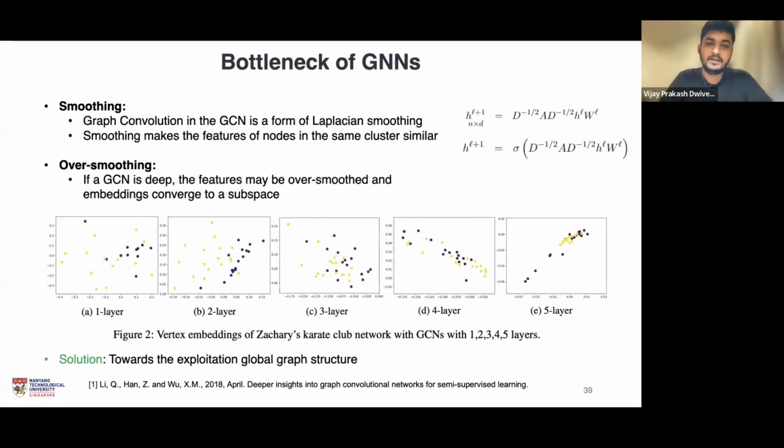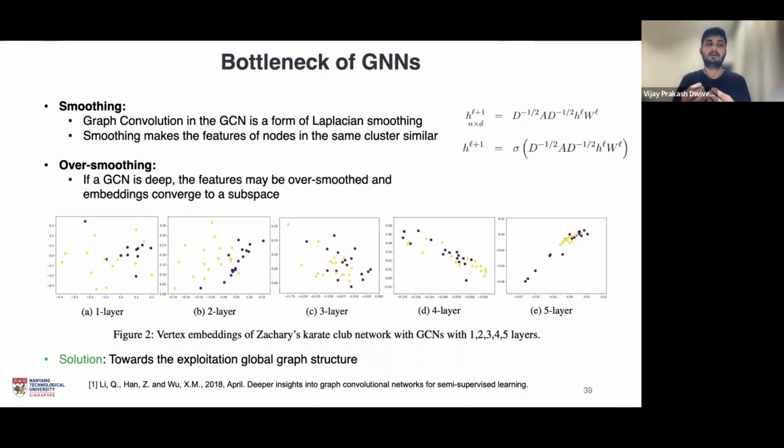So we encounter one phenomenon called smoothing. It's related to the way the GCN has this Laplacian smoothing operation. Recall that the GCN had this D inverse minus A and D inverse half HL and WL. This is in the matrix form, where the output becomes, for all the nodes, the feature dimension. So this is a form of Laplacian smoothing, and it is a very important key characteristic of the GCN, because it makes the features of nodes in a similar cluster similar, and it helps in the case of homophilic settings.